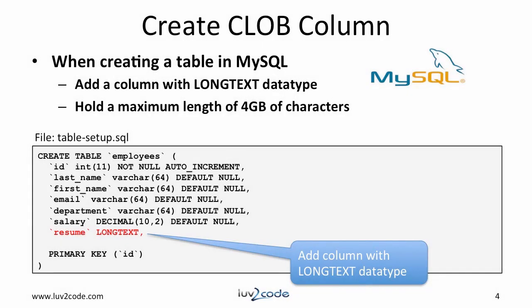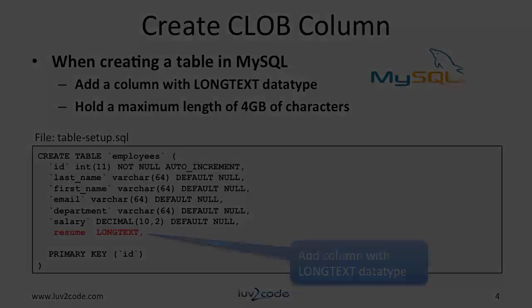So when you're using MySQL, you can add a column with a long text data type. This data type has support for 4 gigabytes of characters. So you can see in this example, I have my create table statement, and I have an entry here for resume, and I give the data type of long text. That's our CLOB data type.